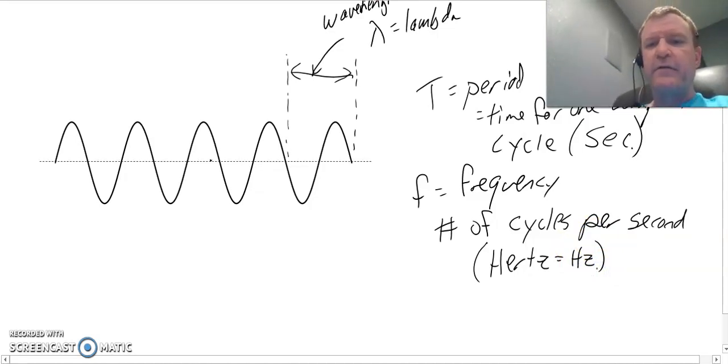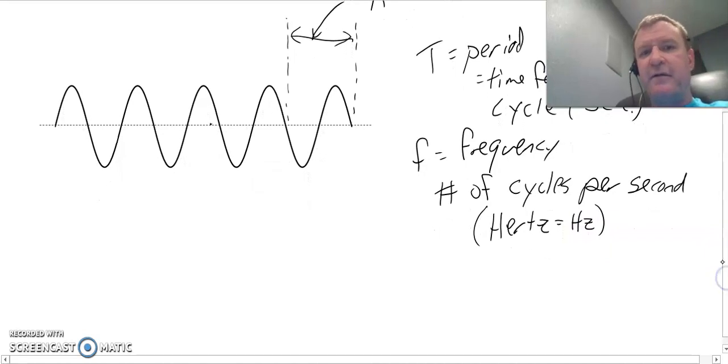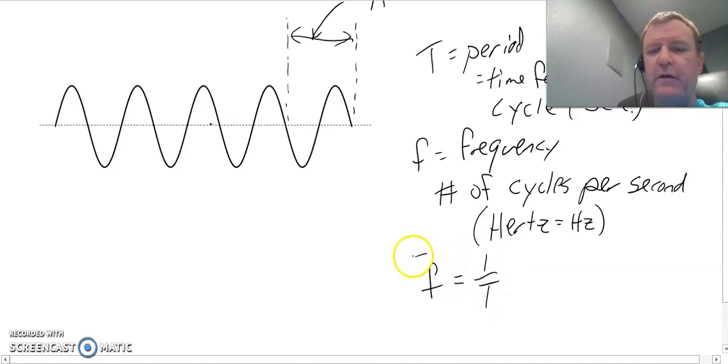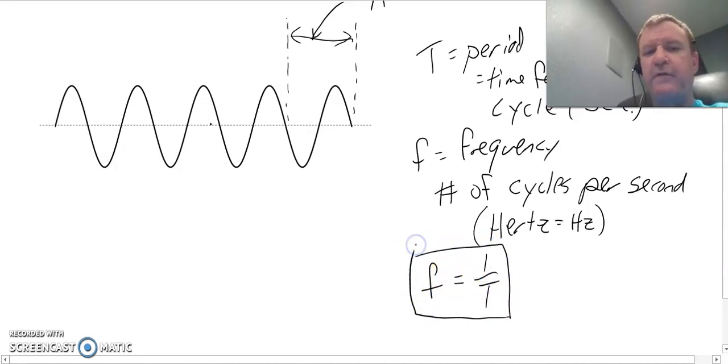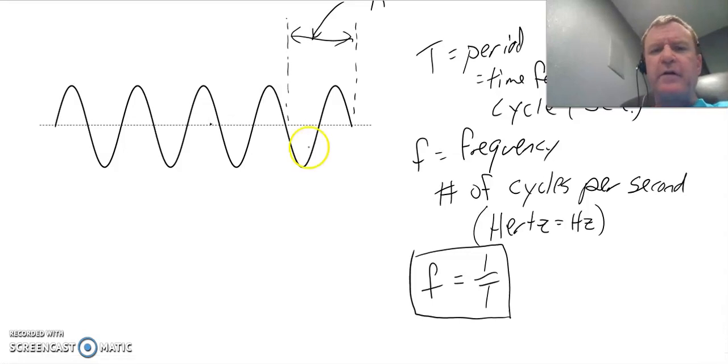Okay? So period is seconds per cycle. Frequency is cycles per second. So you can probably see that they're inverses of each other. Okay? So the frequency is just 1 over period. All right? So if you know one of them, you know the other. Pretty straightforward there. Okay? So now let's look at the speed of the wave.